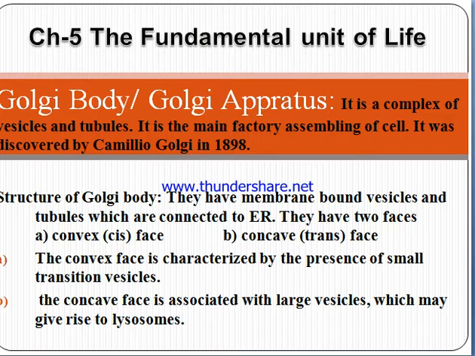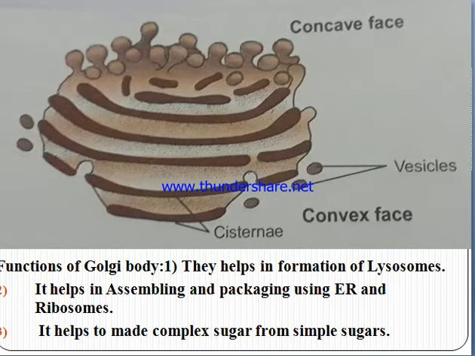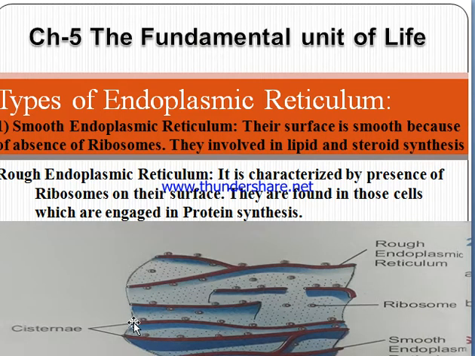The convex phase is characterized by the presence of small transition vesicles, and the concave phase is associated with large vesicles which give rise to lysosomes. Okay, so this is the structure of Golgi bodies, which have cisternae. These are the double membrane called cisternae. In the endoplasmic reticulum also, cisternae are there. The double layered membrane is known as cisternae.